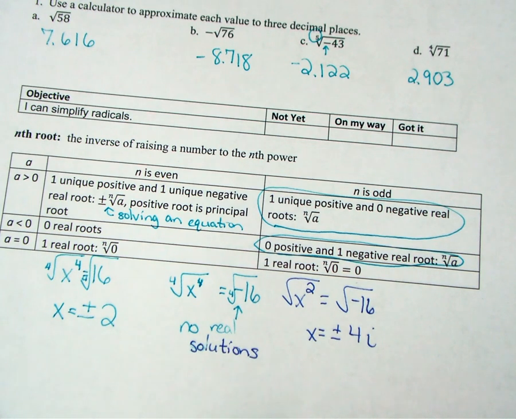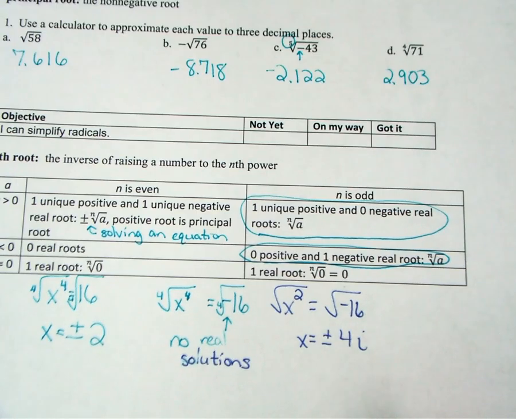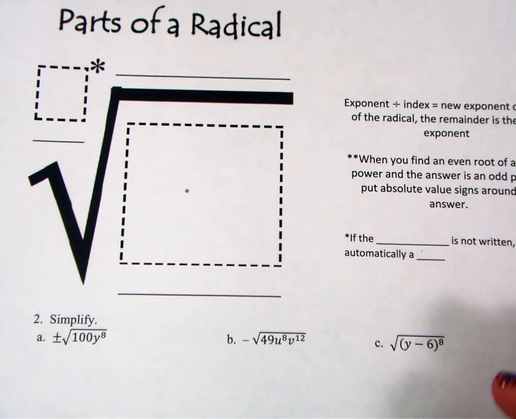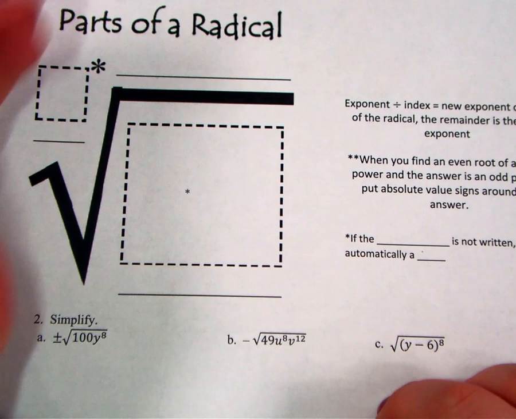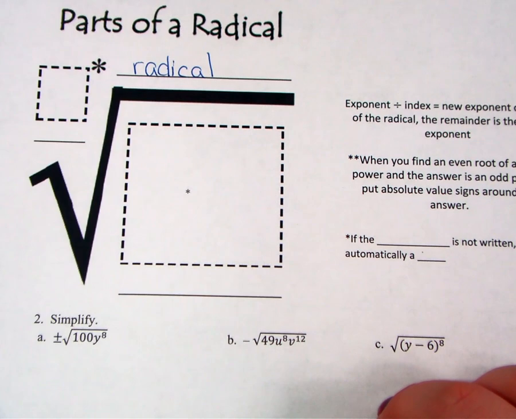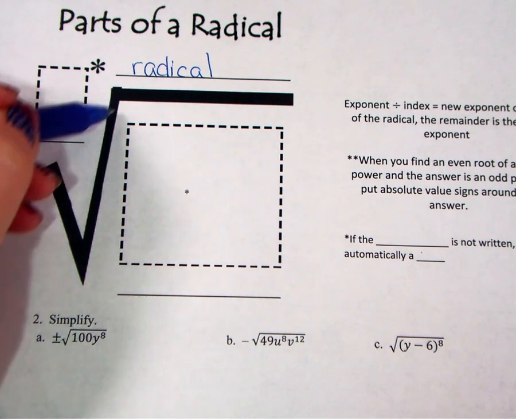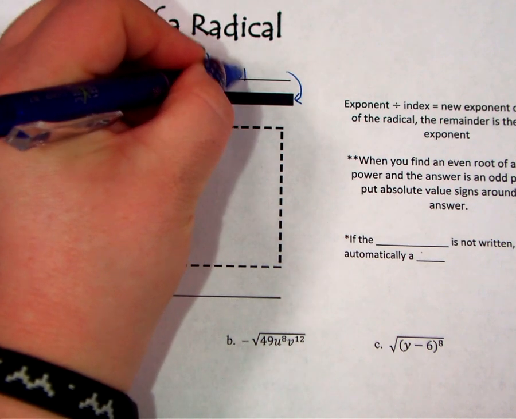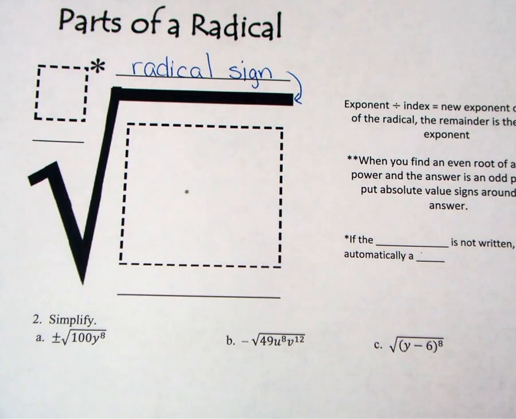Turn the page. Let's identify the parts of a radical. This whole thing is called a radical. Now, actually, if you want to get more specific, this symbol right here is a radical sign or a radical symbol. It's not called a square root.